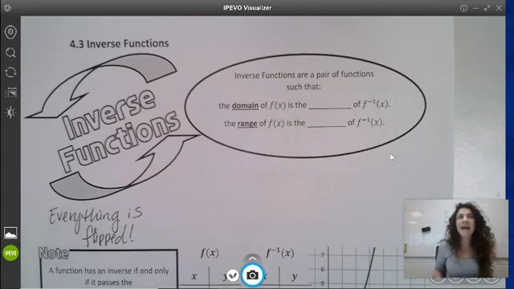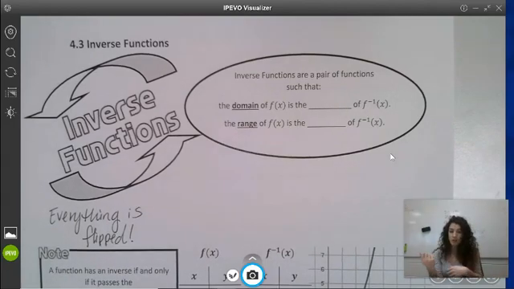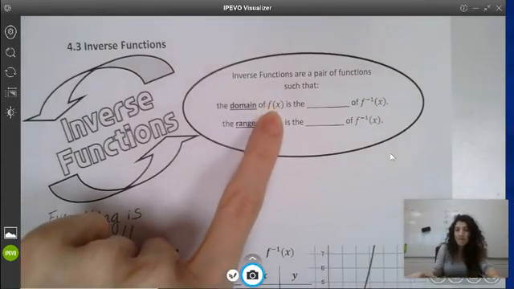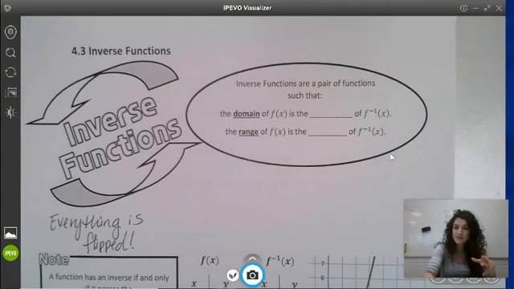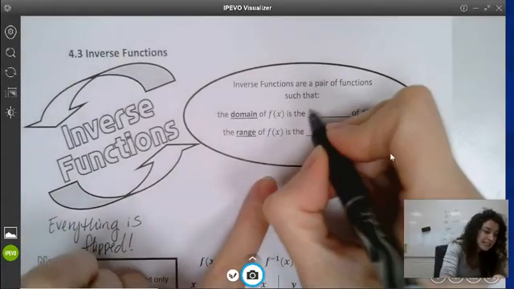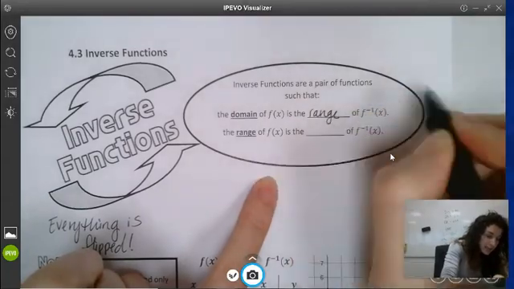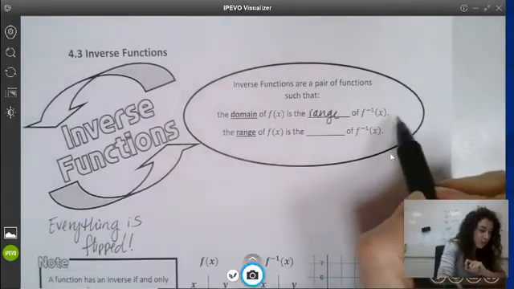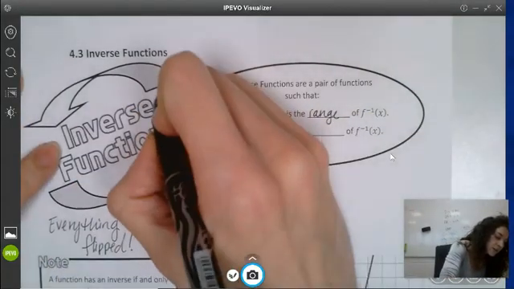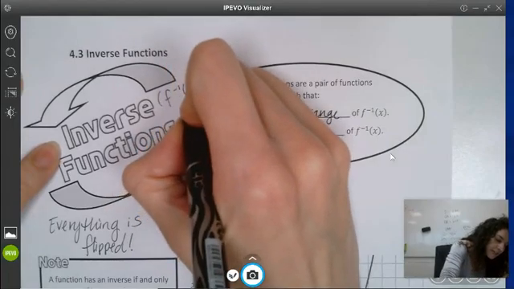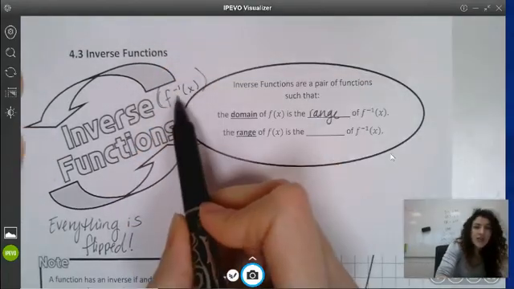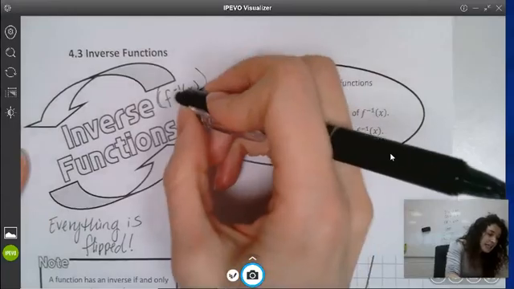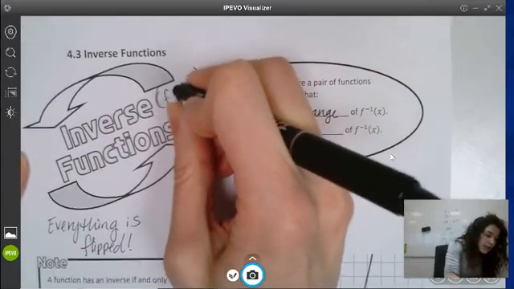Okay, so going back to what I said about everything being switched between a function and its inverse function. Inverse functions are a pair of functions such that the domain of f of x, your inputs, now becomes your outputs. So your domain is now the range of f to the negative 1 of x. Inverse is f to the negative 1 of x. That is how we represent an inverse of a function.